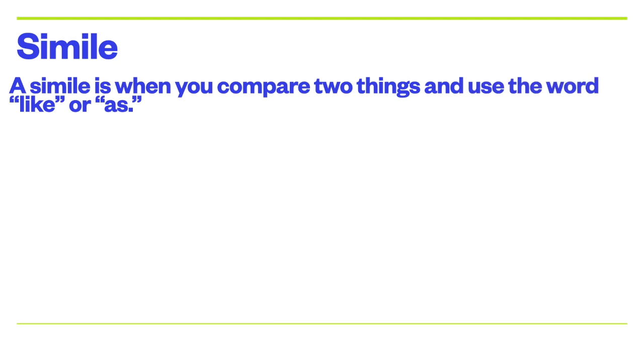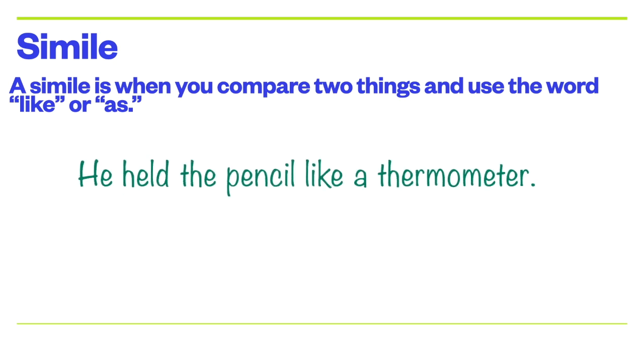Another example of figurative language is a simile. And a simile is very similar to a metaphor. A simile is when you compare two things, except you use the word like or as. And there's a character in the book too, that holds a pencil not like a pencil. I mean, there's a certain way you hold a pencil in your hand, and there's a certain way you hold a thermometer. And this guy was holding the pencil like a thermometer, like he was going to put the pencil in someone's mouth, right? So that's a perfect example of a simile because it's comparing the pencil and the thermometer and using the word like.